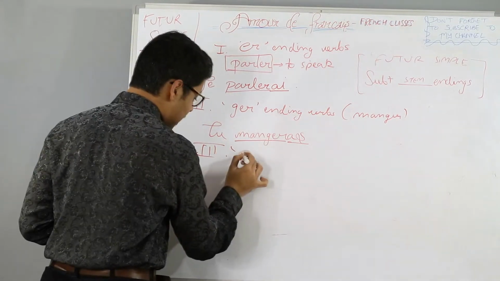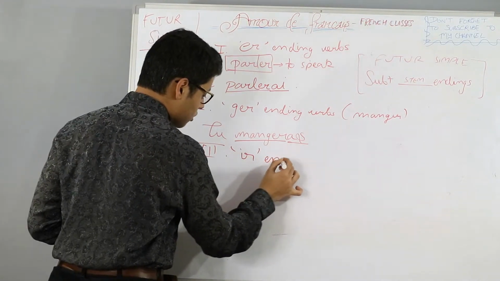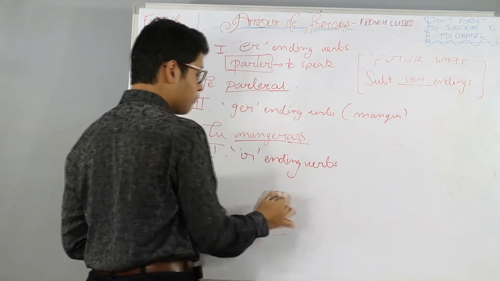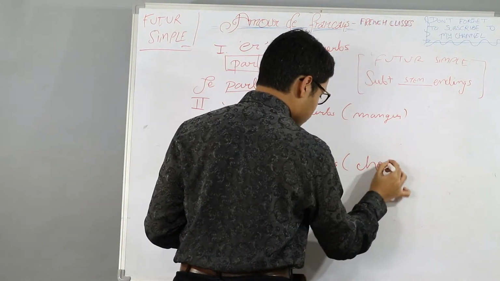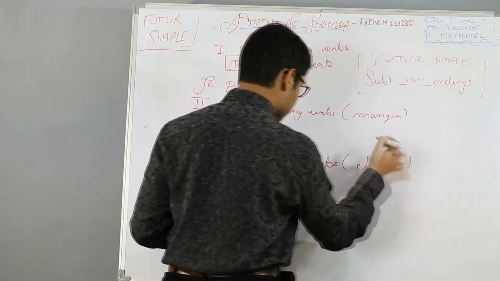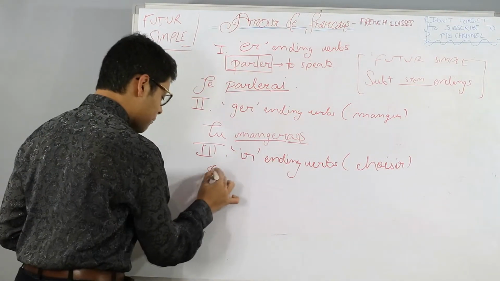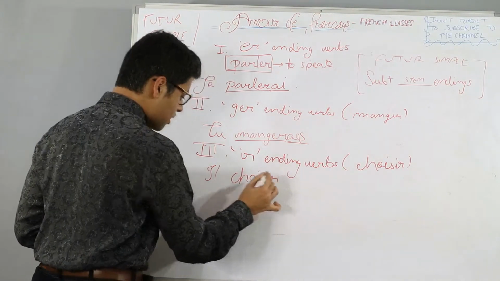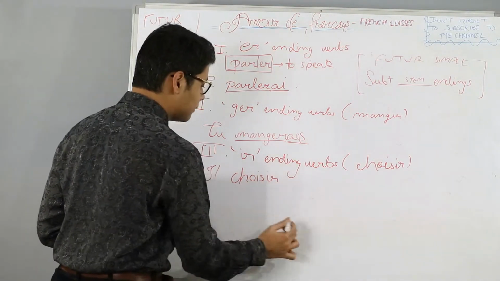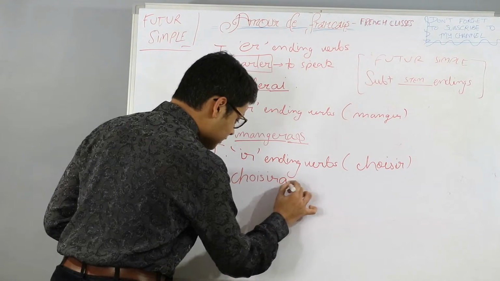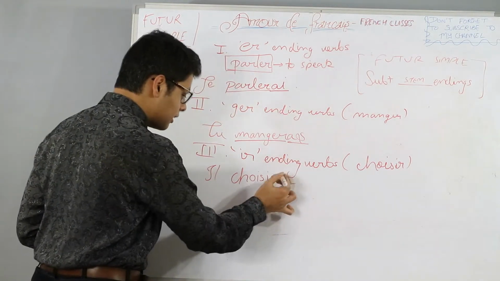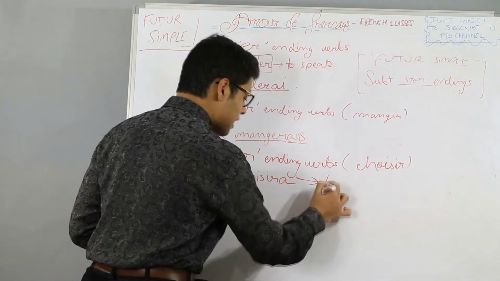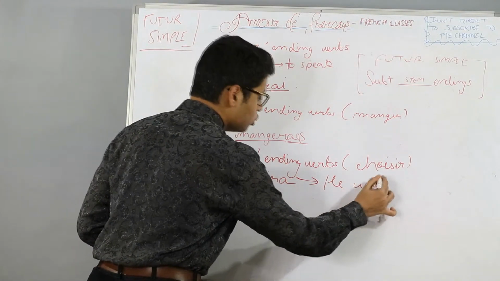The third one is IR ending verbs. We will take the verb choisir for reference. So again, it's the same. Il choisir, the whole infinitive unchanged, and then without adding a space, the future simple ending with il, which is a single a. So il choisira means he will choose.